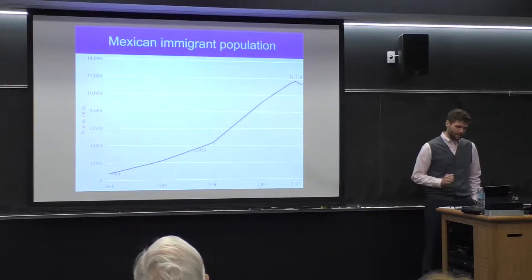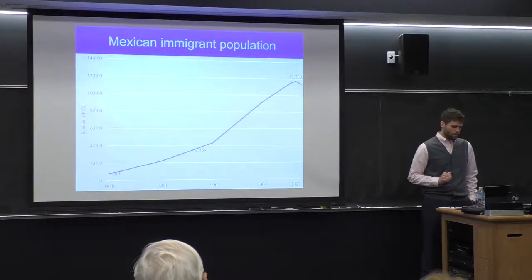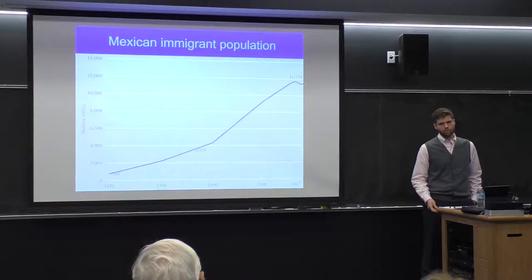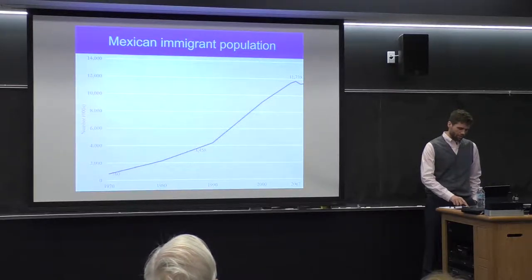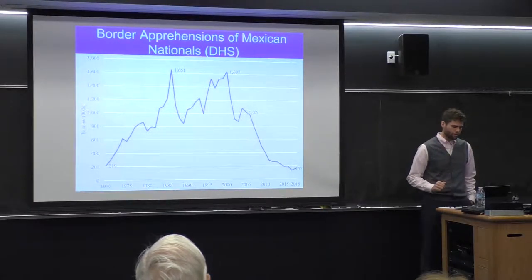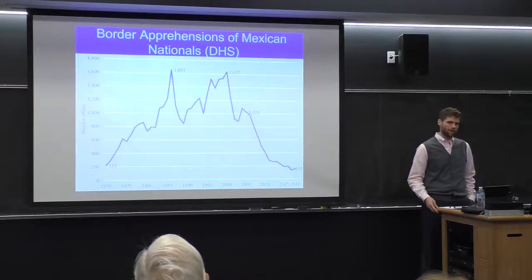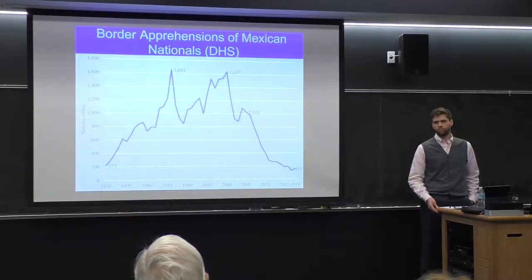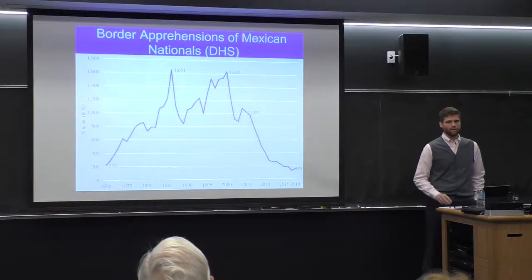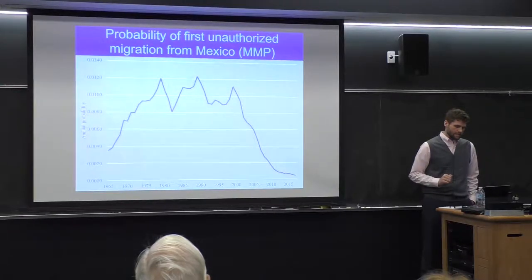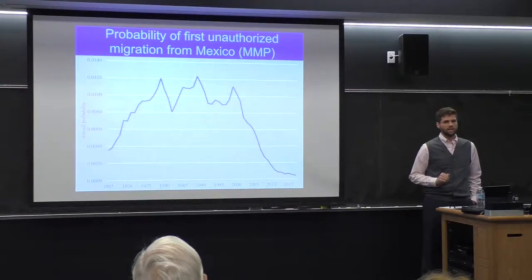But as undocumented migration began to slow due to demographic change in Mexico, the rising cost of unauthorized entry, combined with U.S. employers' persistent demand for workers to fill low-skilled occupations, led to the second structural shift: the expansion of guest worker migration. So here you can see the number of border apprehensions reported by the Department of Homeland Security, which scholars view as a proxy for the rate of undocumented migration. Between 2000 and 2018, the number of Mexicans apprehended at the border fell from 1.6 million all the way down to 150,000.